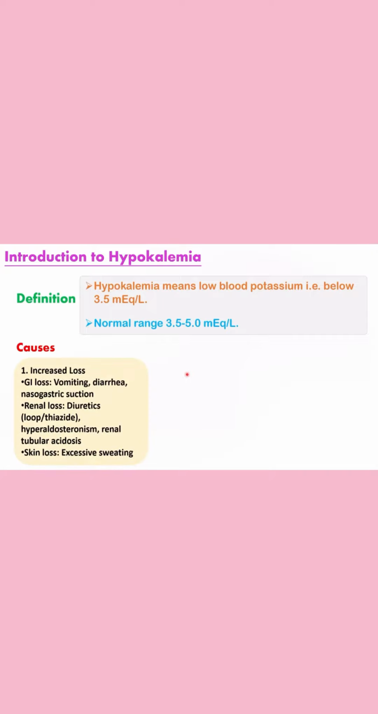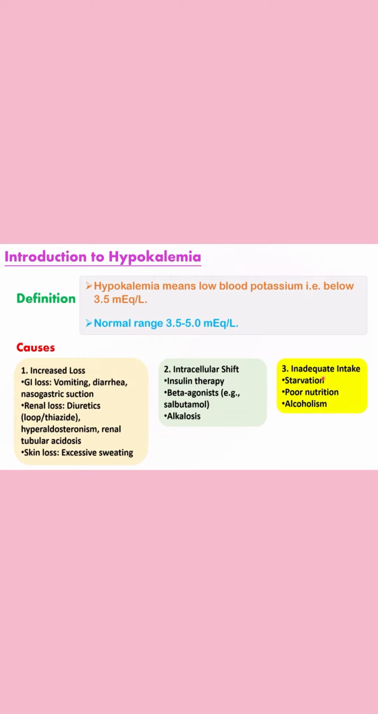Coming to the causes of hypokalemia, it can be due to increased loss through the GIT or through the kidneys or through the skin, and due to the intracellular shift of the potassium, as in the patients taking insulin or beta agonists. And the third important causes are due to inadequate intake, due to starvation or poor nutrition and alcoholism.